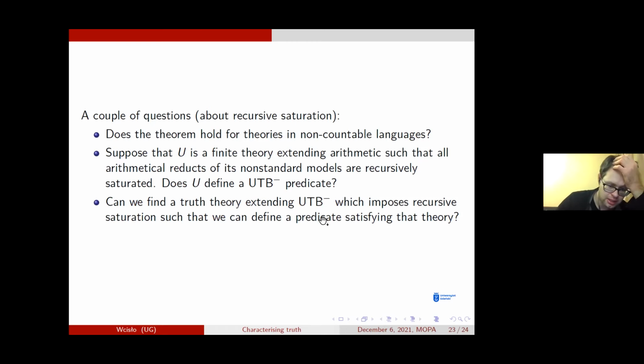And finally, we showed that if you impose recursive saturation, then you can define UTB minus. That's nice. But UTB minus actually has nothing to do with recursive saturation, right? It doesn't impose recursive saturation. So can you find a stronger theory than UTB minus, which does impose recursive saturation, which you could also extract from this theorem, or from a theory that does impose recursive saturation?